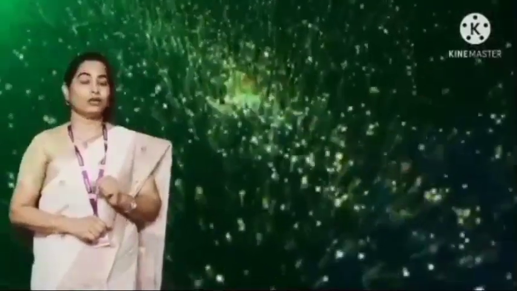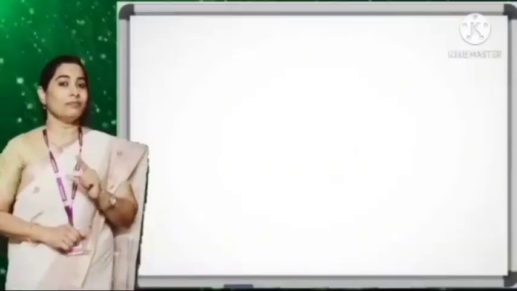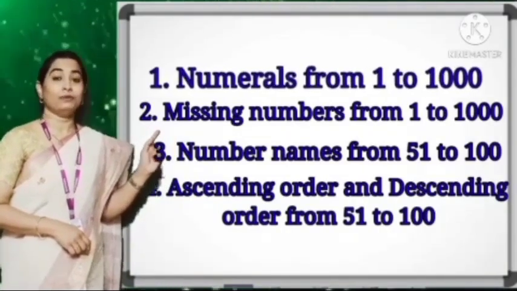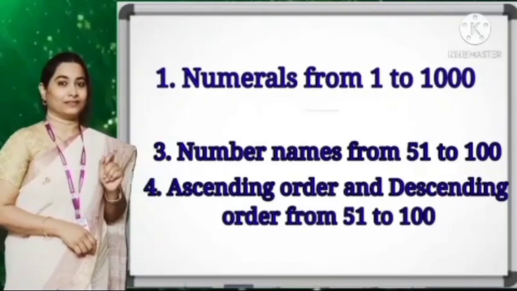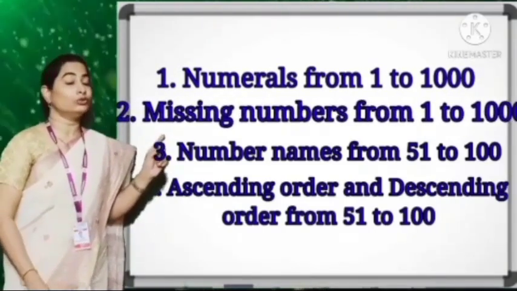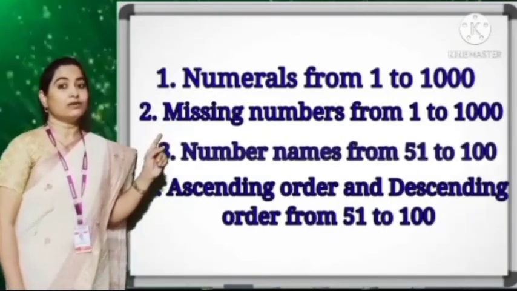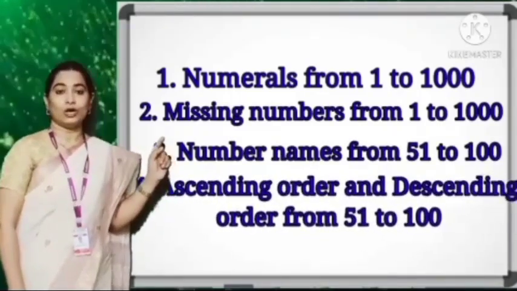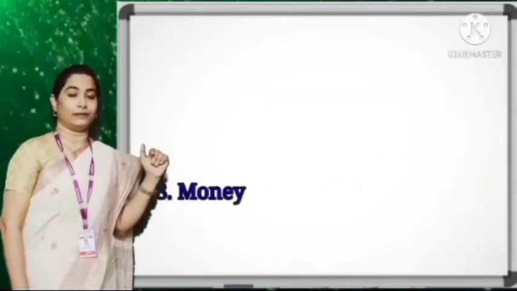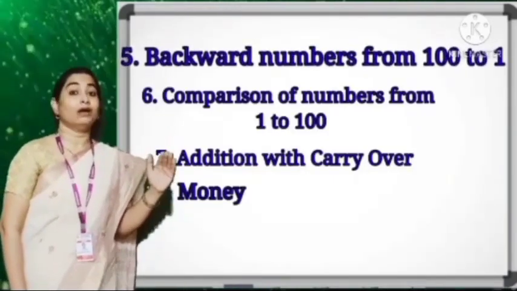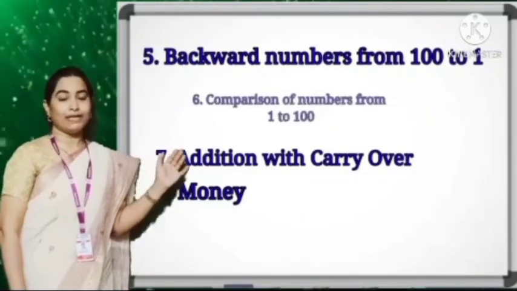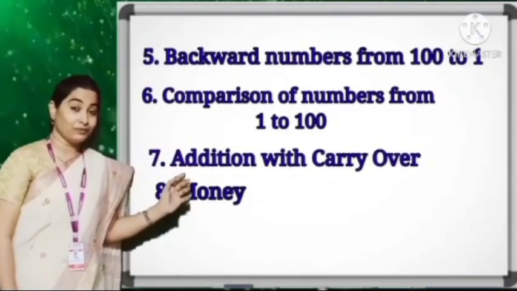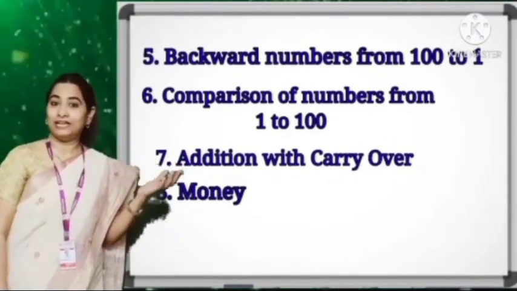Children, today we are going to revise maths. In maths, we are going to revise these following topics. Numerals from 1 to 1000. Missing numbers from 1 to 1000. Number names from 51 to 100. Ascending and descending order from 51 to 100. Backward numbers from 100 to 1. Comparison of numbers from 1 to 100. Addition with carryover and money.